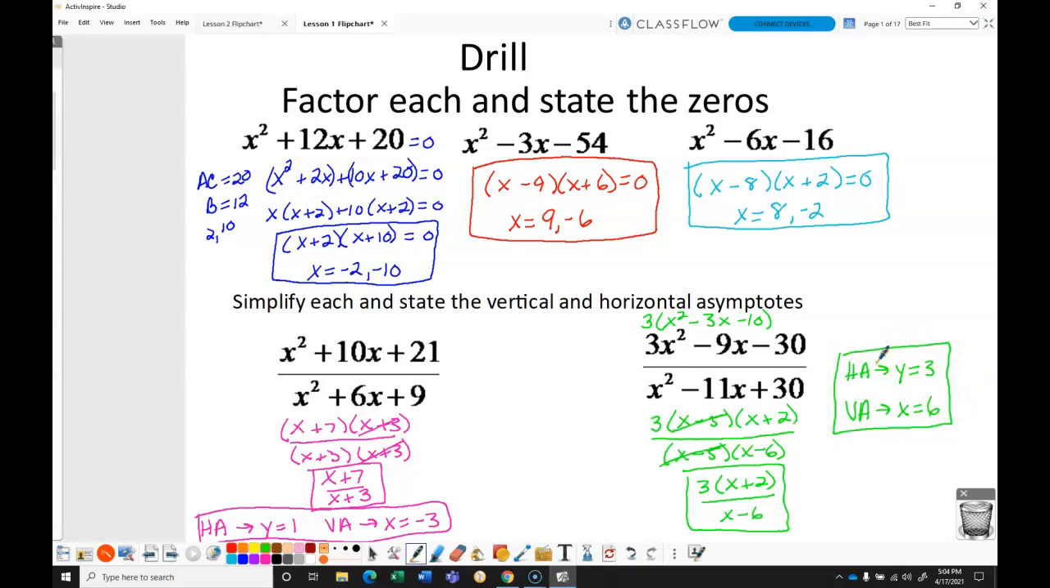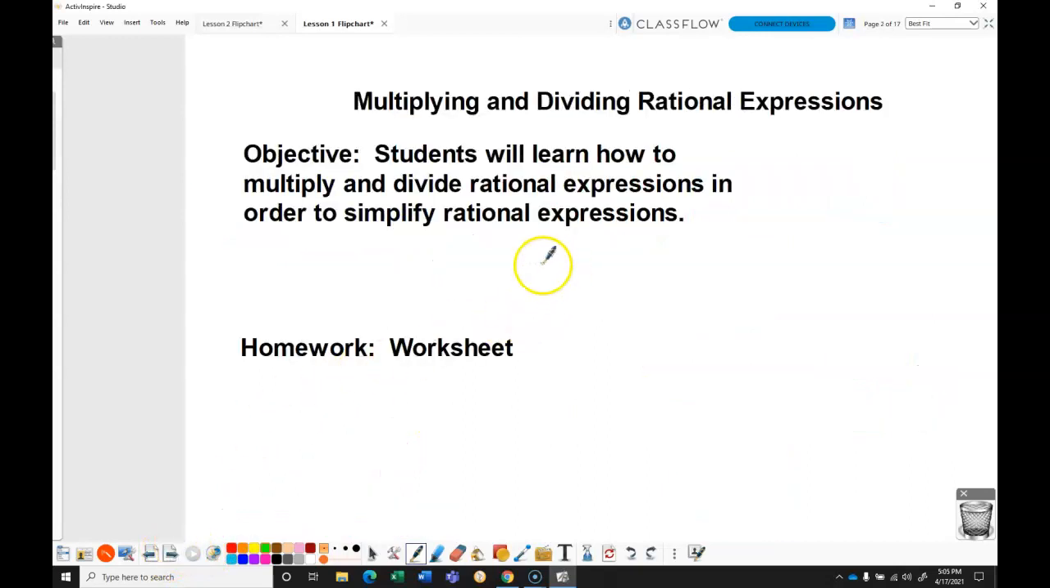All right. So in today's lesson, what we're going to be talking about is the multiplying and dividing of rational expressions. A lot of times we start with addition and subtraction and then work to multiplication or division. But actually, out of the two of them, multiplication and division is easier because multiplying and dividing fractions is easier than adding and subtracting fractions.